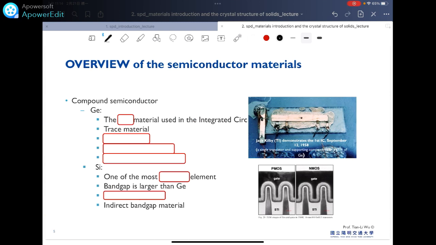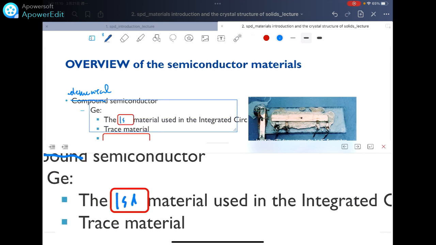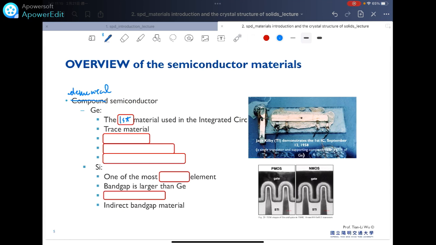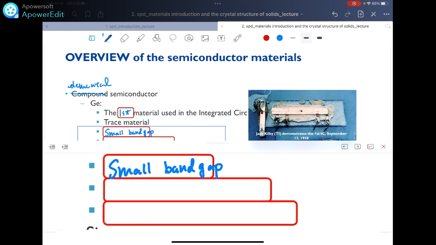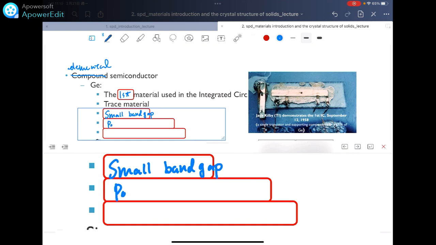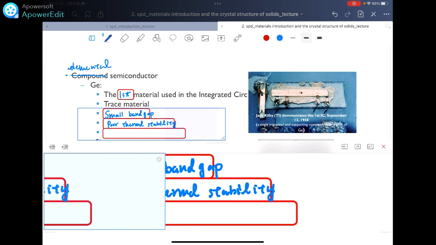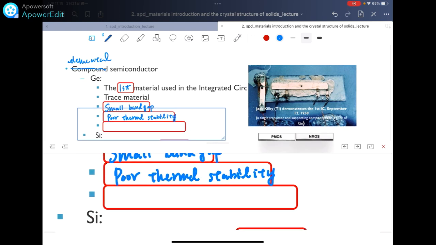Okay, so this is the elemental semiconductor. Let's go through the two most important elemental semiconductors. The first one is germanium. Germanium is the first material used for integrated circuits, but it is a trace material. The most important characteristic is its small band gap. It also has poor thermal stability. And the germanium oxide is soluble in water.